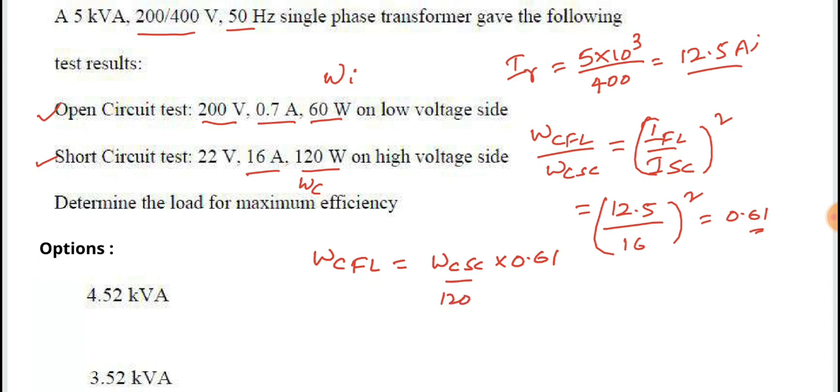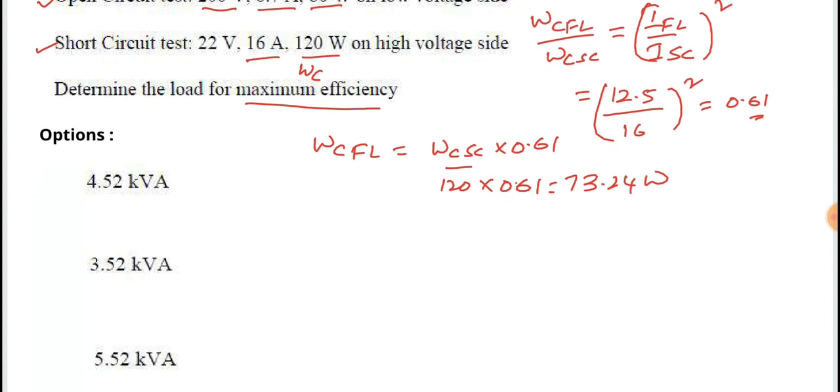120 watts into 0.61. So these losses will be what? 73.24 watts. Okay, now what we need to find? Determine the load for maximum efficiency. So I will write the formula here.